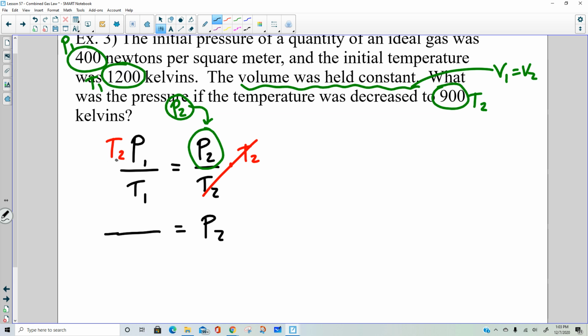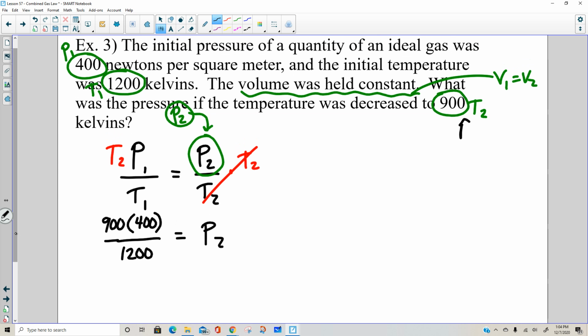So first we're going to do T2. So go back up here. What was the final temperature? Okay, so we're just going to put in 900. We'll leave the units out. And then what's my P1? Great. And the denominator is T1. Great. And again, we're going to leave off the units while we're just doing the pure math, and we'll add the units at the end.